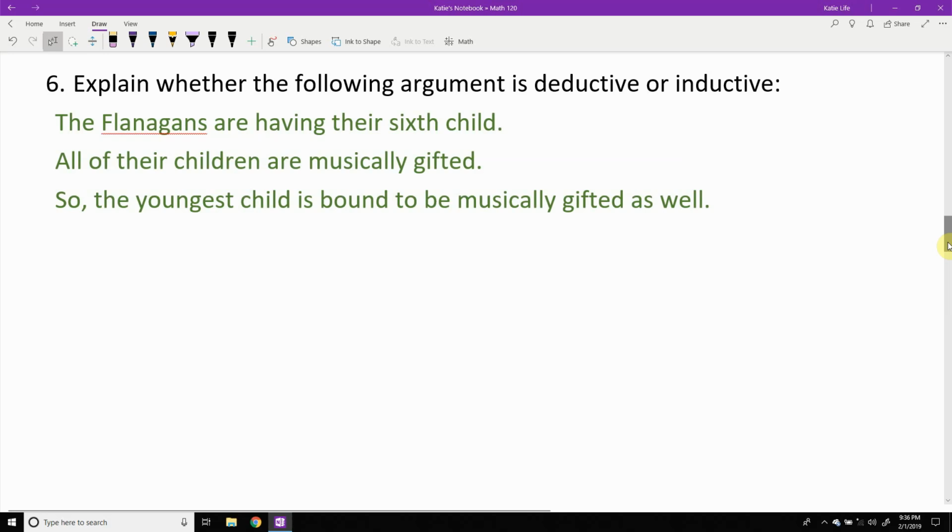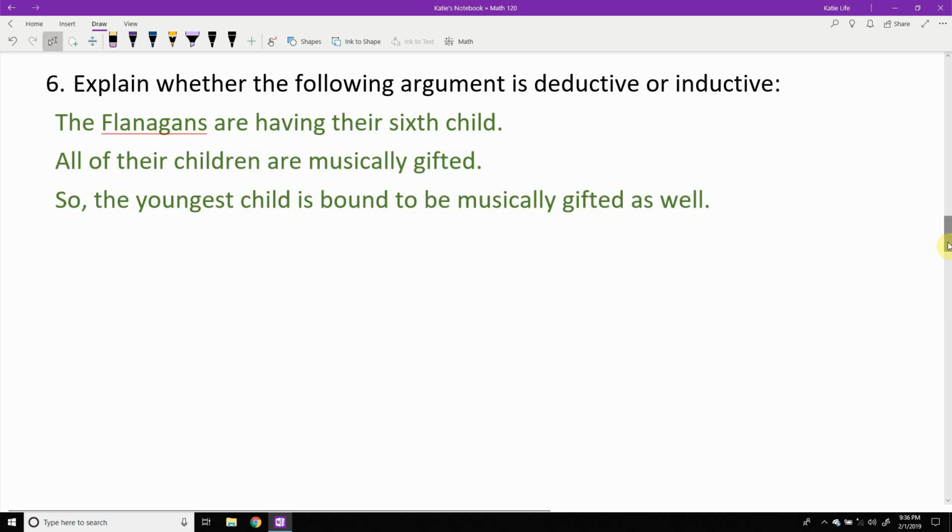Okay, so we said that an inductive argument was based off of examples, specific examples that led to a very generalized conclusion that kind of encompassed all of the details and all the characteristics of the examples. A deductive argument was one that began with very general statements and led to a specific conclusion, which is what I believe is happening here. There are no examples going on that are leading to something generalized.